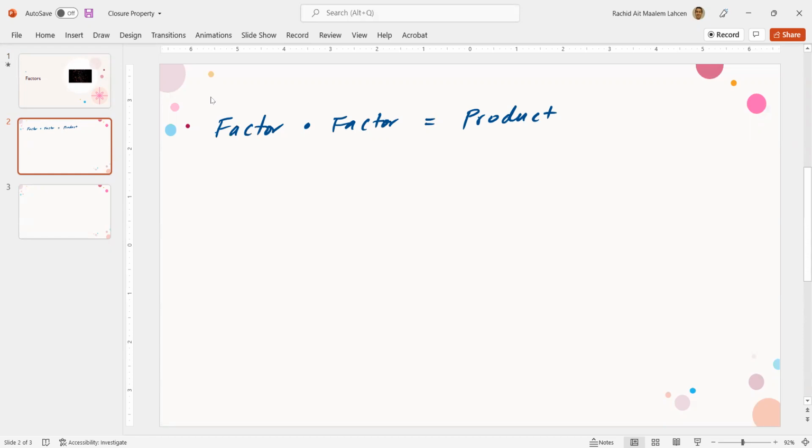If you have, let's say, a 5 times a 4, then you get 20. So 20 is a product of 5 times 4, and 5 and 4 are factors. But you can also have 5 times 2 times 2, which is 20. And now we have something different, which we will call prime factorization. But before doing that, let's say, what is a prime number?